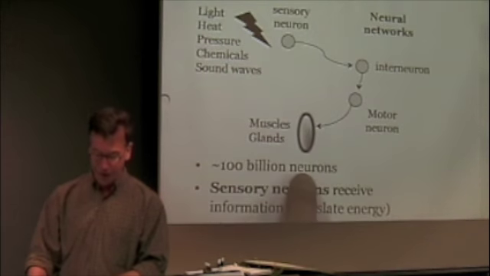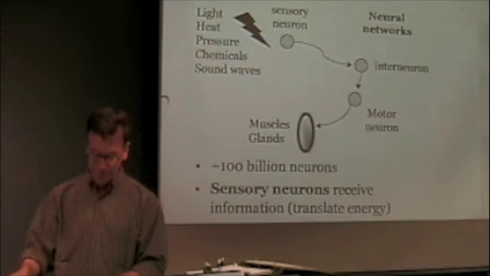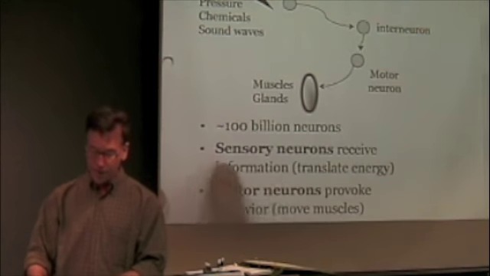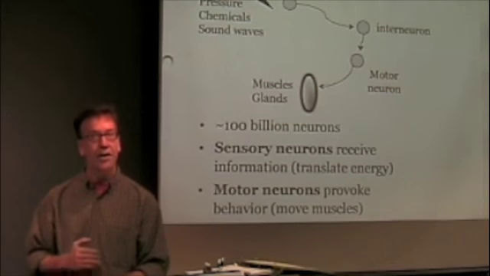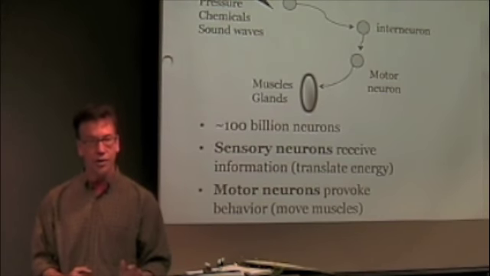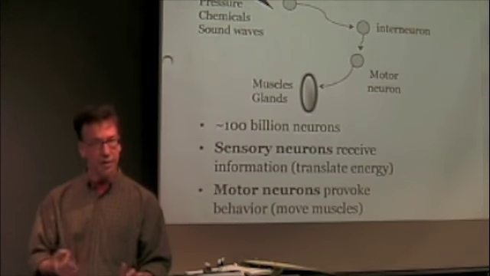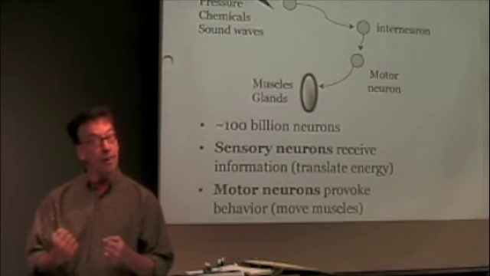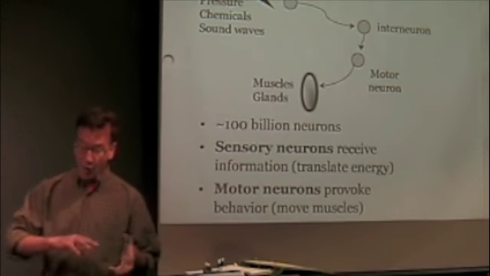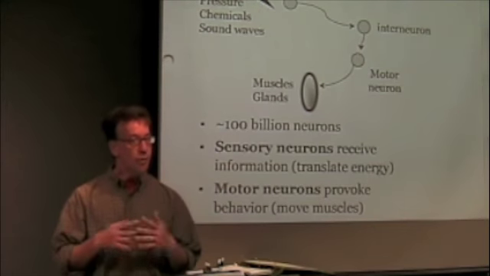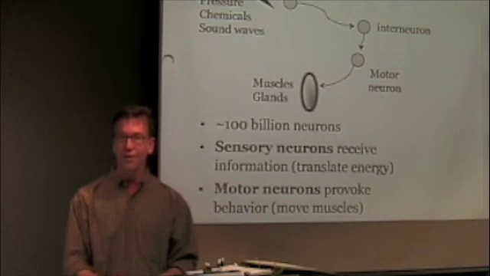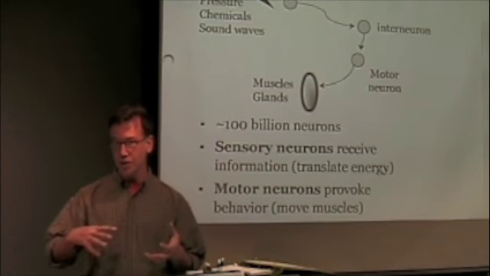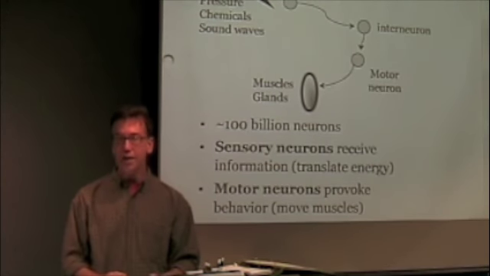Now, we have about 100 billion neurons, and just to describe the various forms that I just mentioned, a number of them are sensory. They receive information. They translate energy in the environment, either external or internal, into neuronal response, which is going to be some kind of an electrical signal. Motor neurons provoke behavior, they move muscles, while interneurons are going to be organized as networks that will permit us to perceive, to attend, to remember, to feel. There's going to be a great deal of higher cognitive processing that's the result of the complex interactions amongst the interneurons in your brain.